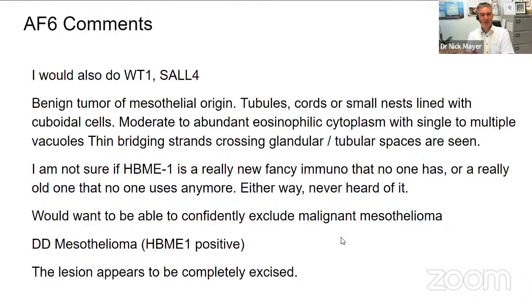So HBME1, is it a really new immuno that no one has, or a really old one that no one uses anymore? I think it's probably the latter. We certainly used to use that in the chest for mesothelioma a few years ago, but I think the markers have moved on a bit since then, although it still is used.